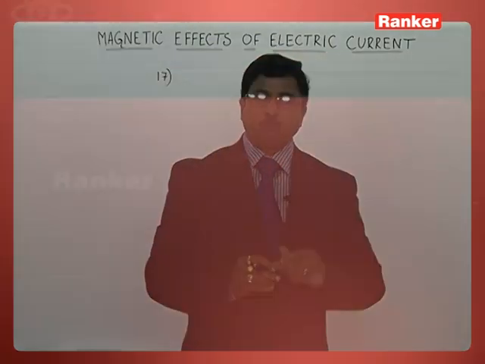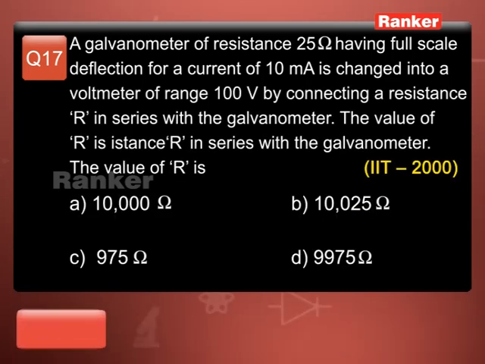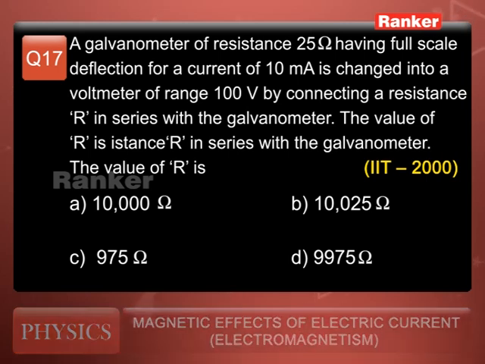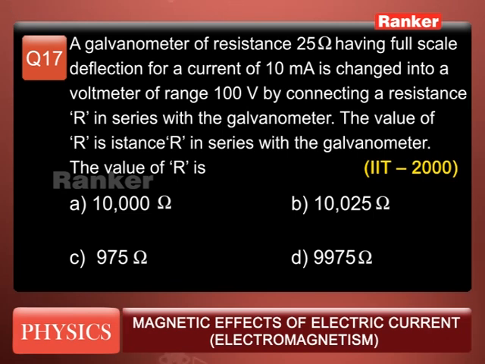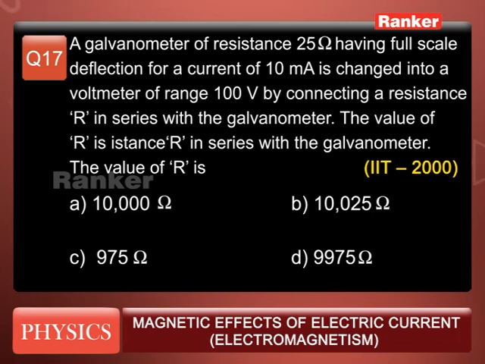The 17th problem is based on the concept of a galvanometer, that is, conversion into a voltmeter and other things. A galvanometer of resistance 25 ohm having full scale deflection for a current of 10 milliampere is changed into a voltmeter of range 100 volt by connecting a resistance R in series with the galvanometer. What is the value of R? This was the question given in the 2000 IIT paper.